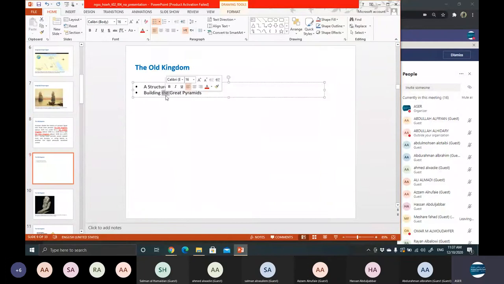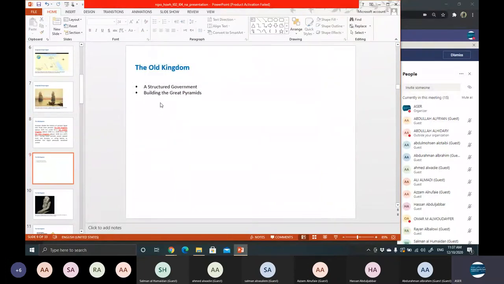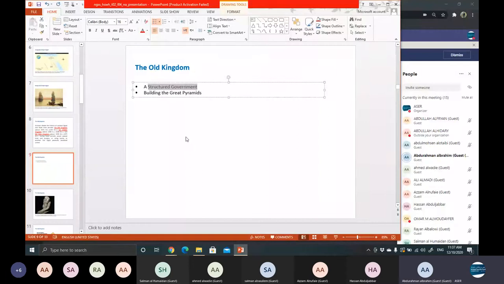So what about the structure and government of the Old Kingdom, and how does the Old Kingdom differ from that of the new one? You will find on page number 27 the structure, government, and the building department. Of course, according to the structure, government. 27, I'm sorry, what?